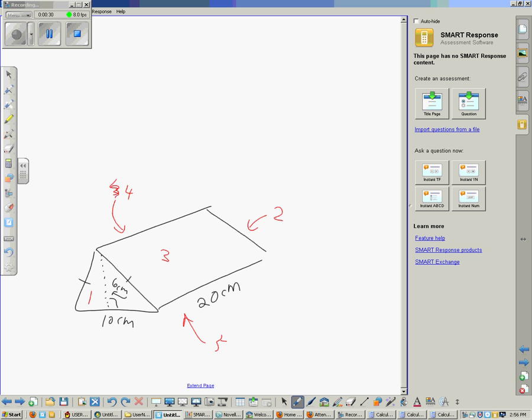So if we wanted to organize that data, we could do it like this. We can go face and the area. Okay. So if we look at face 1, it's a triangle. Okay, and the formula for the area of a triangle is base times height divided by 2.